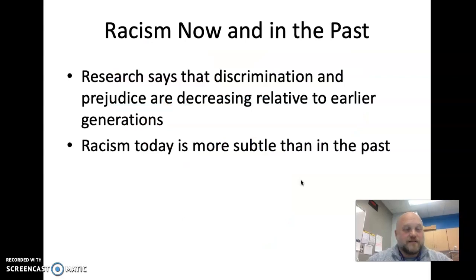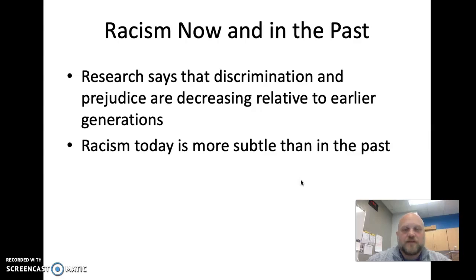It's easy for me to say this as a white guy, but this is just going based on the research that's out there from social science, which says that compared to previous generations in our country, discrimination and prejudice are decreasing. I'm sure we still have a ways to go. We're not perfect, but things are supposedly getting better.